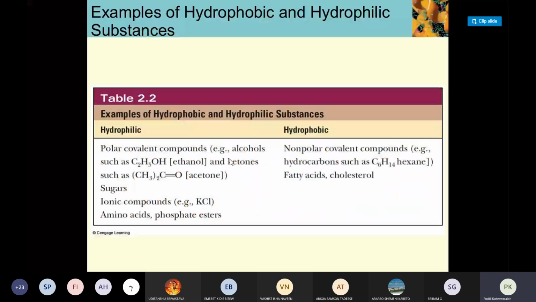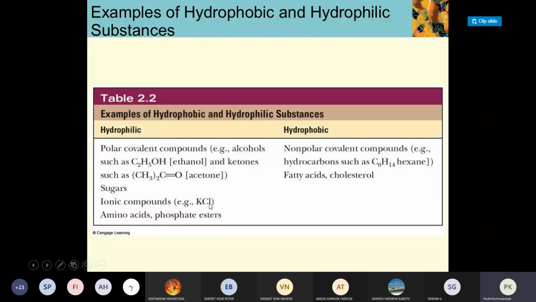Then coming to some examples of hydrophobic and hydrophilic substances. As I already said, hydrophobic means non-polar. They do not dissolve in water because no ion or dipole type of interactions take place between water and the molecules. Whereas hydrophilic molecules are also known as polar molecules. They dissolve in water because the reason for their solubility is either ion or ion dipole type of interactions. And the hydrophilic compounds, you can see here, are polar covalent compounds like alcohols or ketones and acetone. All these are polar compounds, they dissolve in water.